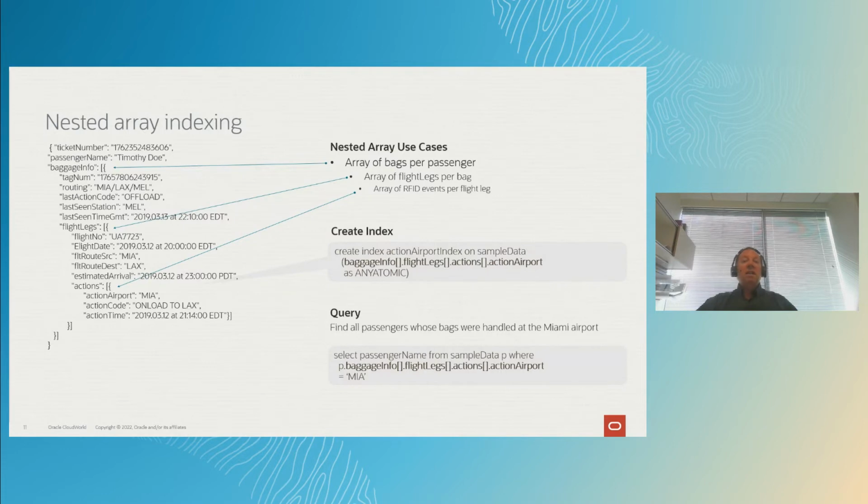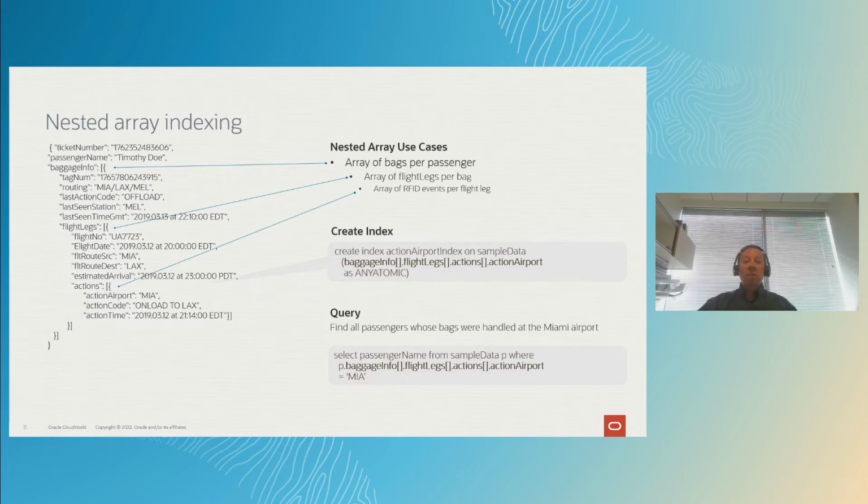When you think about the idea of real-world data, it's easy to find use cases where you have a list of objects, and each of those objects contains a list of objects. Let's take a look at such an example from the airline industry. In fact, a baggage tracking example.